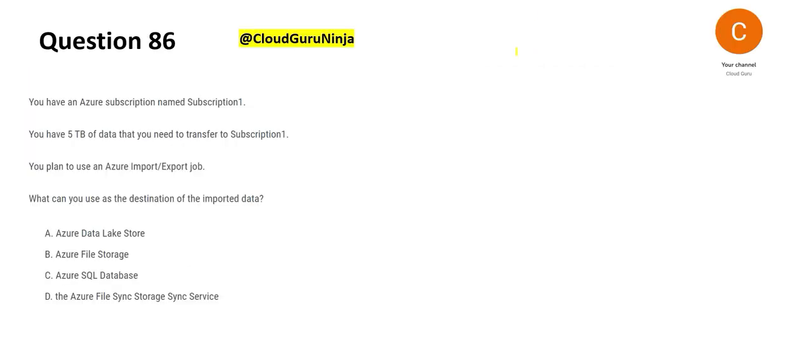There are so many playlists which will help you clear the cloud certifications: Azure, AWS, Google Cloud. This is again a very favorite question in the certification: what can be your destination for the import export jobs? I have explained this in the previous two parts also. Azure file storage and Azure blob storage, only these two can be the final destinations for the imports. So Azure file storage, option B, is our answer.